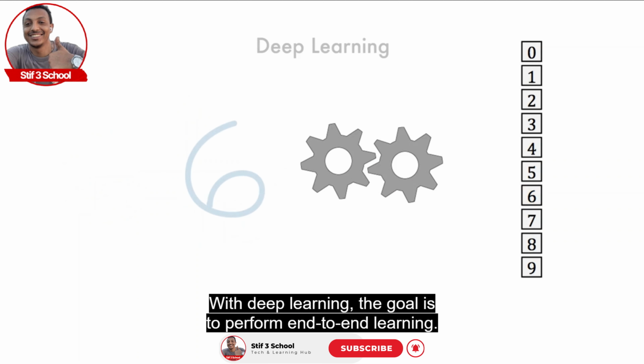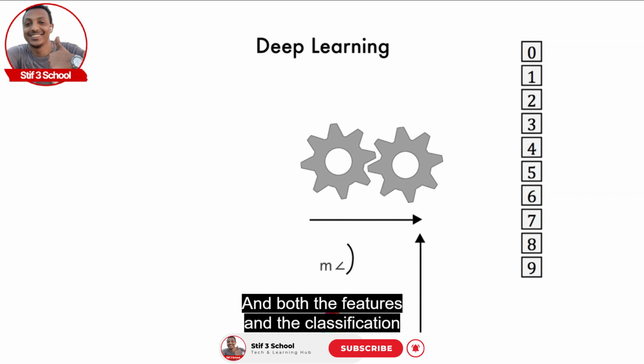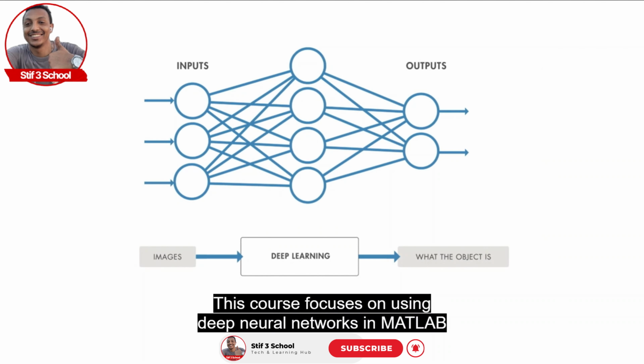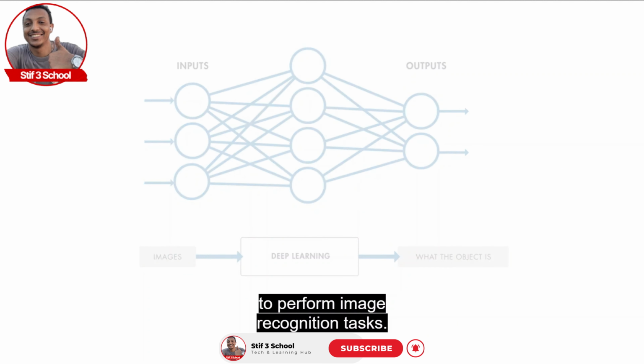With deep learning, the goal is to perform end-to-end learning. That is, the images themselves are the inputs, and both the features and the classification are learned directly from the images. This course focuses on using deep neural networks in MATLAB to perform image recognition tasks.